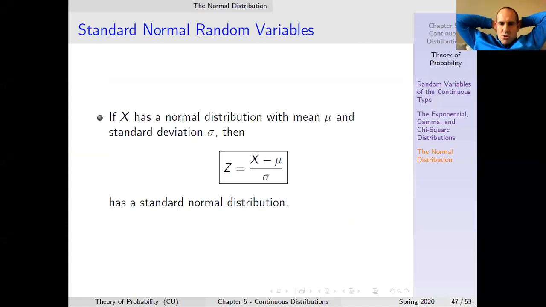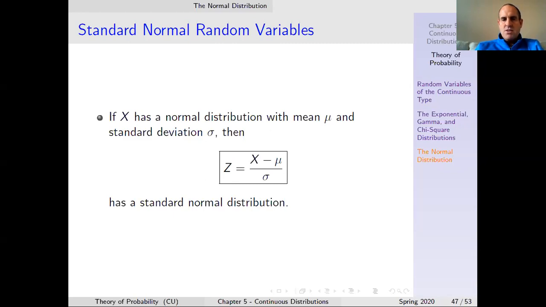If X has a normal distribution with mean mu and standard deviation sigma, then what happens if I take X and subtract the mean? If the mean was 100 and I subtract 100 from everything, what's the new mean? Well, 0. And what if I divide that by the standard deviation? The standard deviation before was sigma, so if I divide by sigma, the new standard deviation will be 1. So if I take X, subtract the mean and divide by the standard deviation, I will get a standard normal random variable.